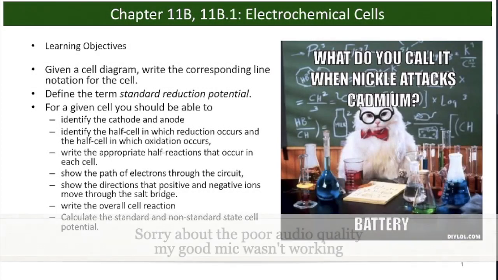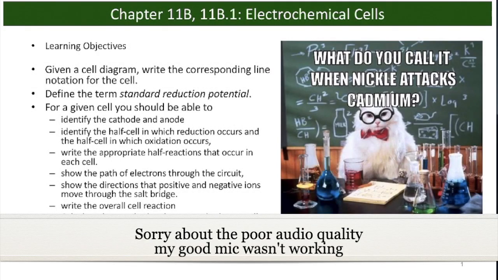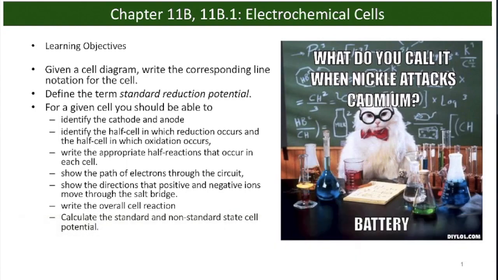In this section, we're going to talk about electrochemical cells. Now, most of you have probably already seen this in general chemistry too, at least most of it, but it's still worth revisiting this because it'll become a little bit important in the next section as well.